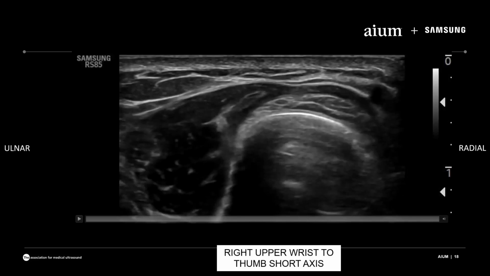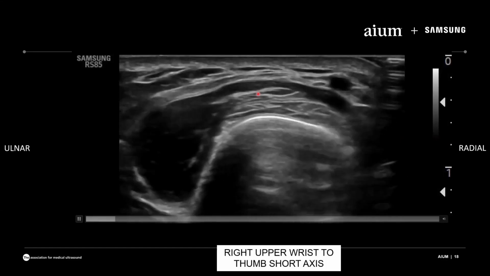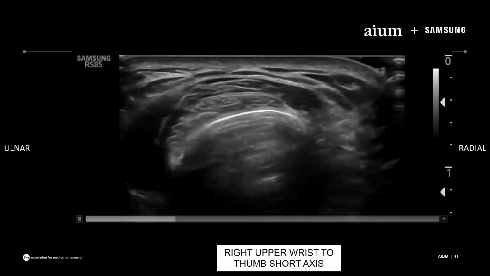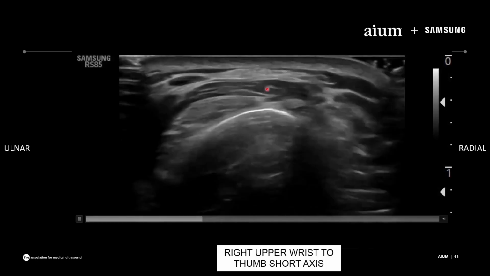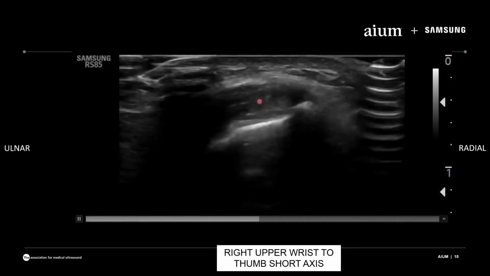So here's a short axis series starting at the upper wrist, moving distally. So here we have compartment 1 at the muscles, where the muscular tendinous junction will normally cross over towards the radial side over these compartment 2 tendons, and here's the radius. So here we are, the compartment 1 is normally crossing over compartment 2. This is normal. The patient had no tenderness here. There's no fluid.